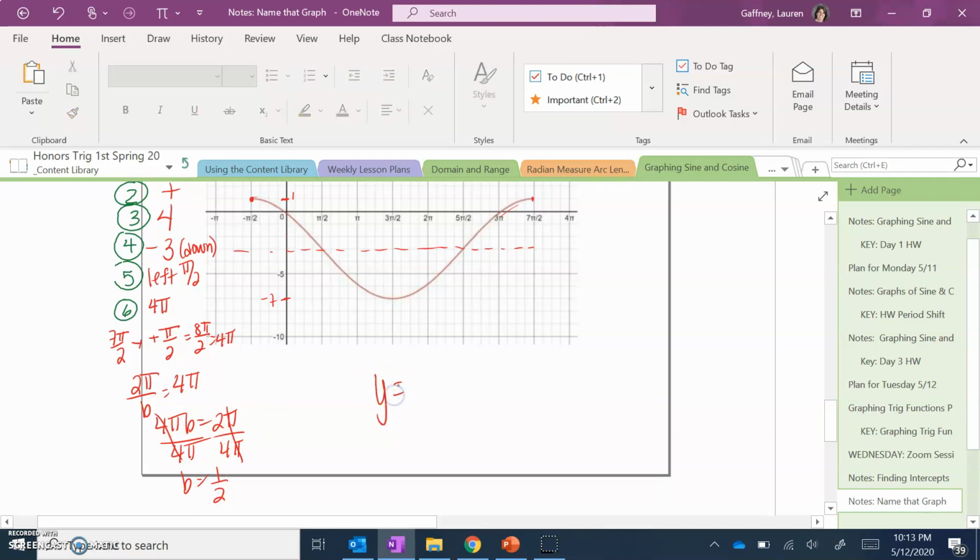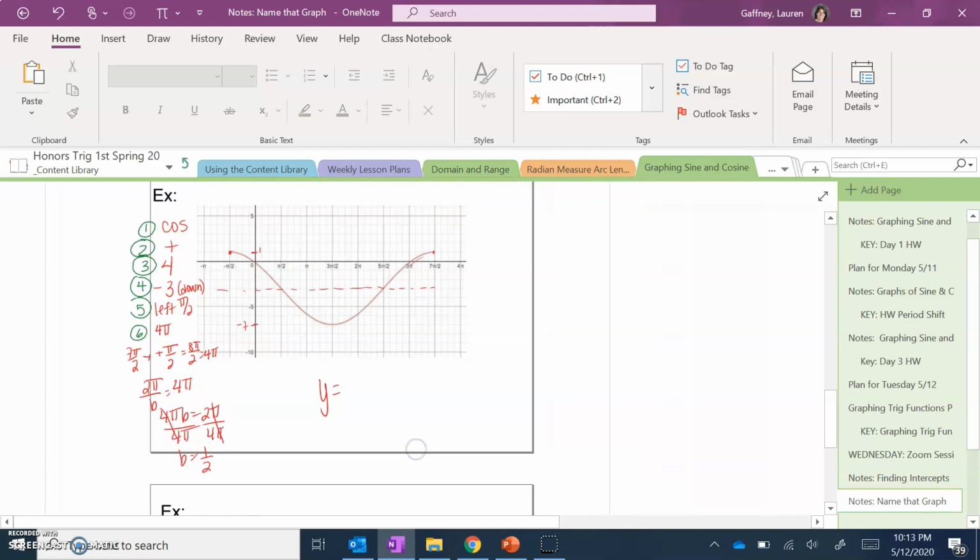All right, let's piece it all together. So this is a cosine graph. It's opening positive. And it might be helpful, I didn't write this here, to label what each piece is. So the amplitude is 4, so we put a 4 out front there. My vertical shift was down 3, so -3. Some people put the -3 on the very end or out front. It really doesn't matter. Your horizontal shift was moved left pi over 2, so that would be a plus pi over 2 in with the x, and then that b we found to be 1/2.